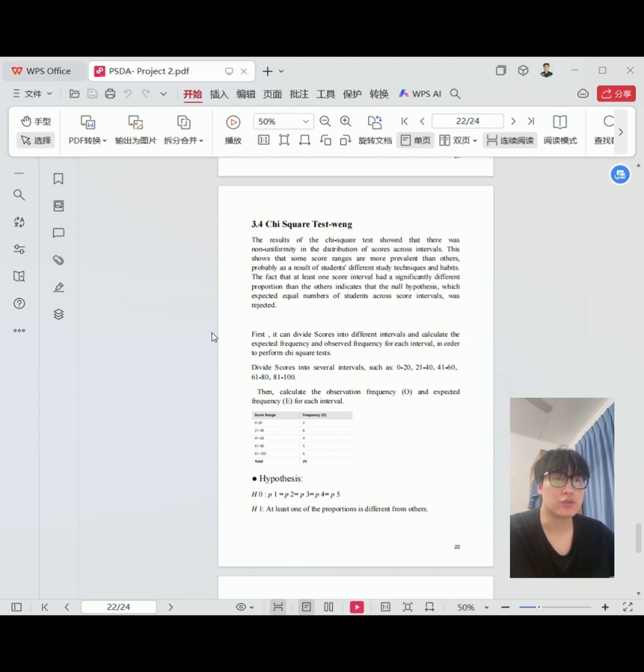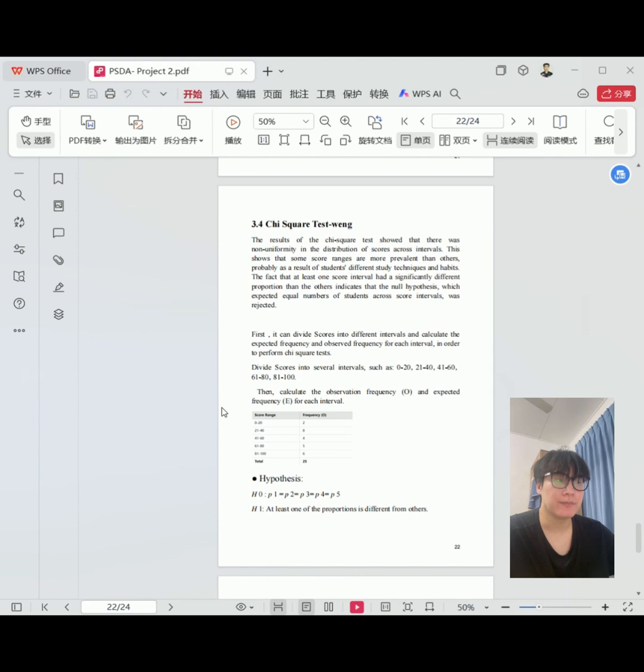Then we go to the 3.4 chi-square test. The chi-square test is used to analyze the distribution of students' scores across different intervals. The results show that the distribution of scores across different intervals is not uniform, with at least one score interval having a significantly different proportion from the others. So therefore we reject the null hypothesis, confirming that there is a significant difference in score distribution.